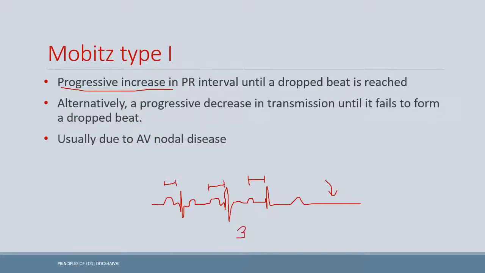So this is 3:1. We have three P waves followed by QRS complex, and then one drop beat. So progressive increase in the PR interval followed by a drop beat. This is the Wenckebach phenomenon.